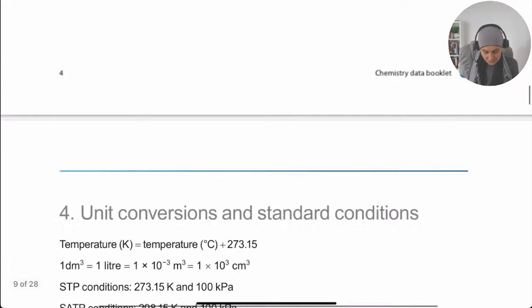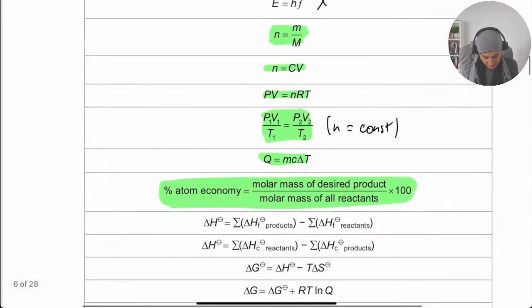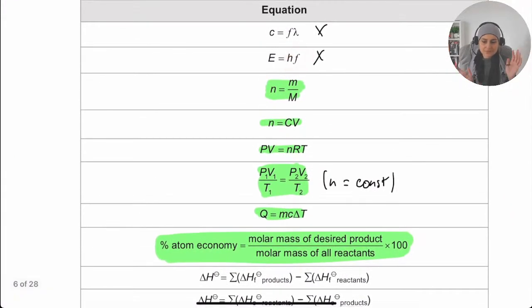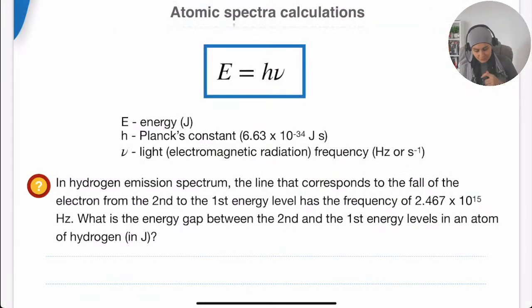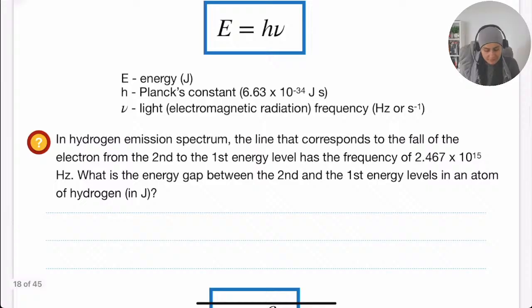In the data booklet frequency is denoted as f, but in my notes it's nu, the Greek letter. We can use this formula to convert between frequency and energy. Let's see the question. In the hydrogen emission spectrum, the line that corresponds to the fall of the electron from the second to the first energy level has a frequency of 2.467 times 10 to the 15 hertz. Hertz is the same as seconds to the minus 1. What is the energy gap between the second and the first energy levels in an atom of hydrogen in joules? So units are important, right?